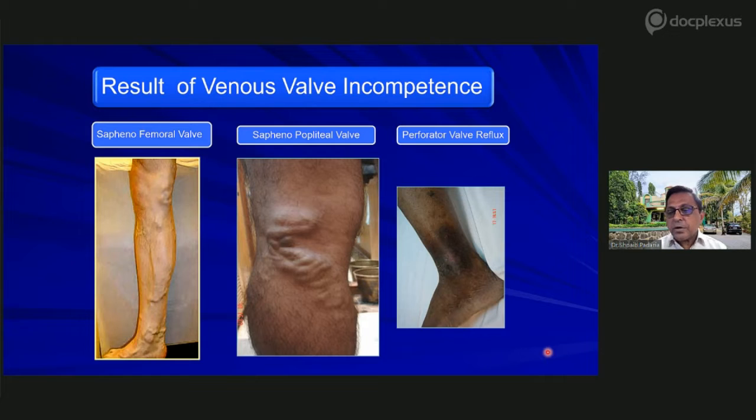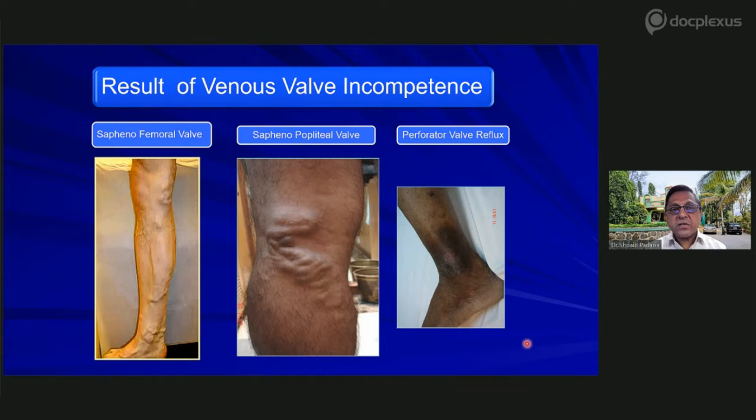There's a third type of valve which is very important, and this is called the perforator valve. Between the superficial veins and the deep veins at various levels in the legs, there are some communicating veins, called perforator veins, and they carry the blood from the skin veins to the deep veins. In these veins, there is a valve called the perforator valve. If this valve starts leaking, then you will get this sort of pigmentation around the ankle. So there are three types of basic valve refluxes which could occur.